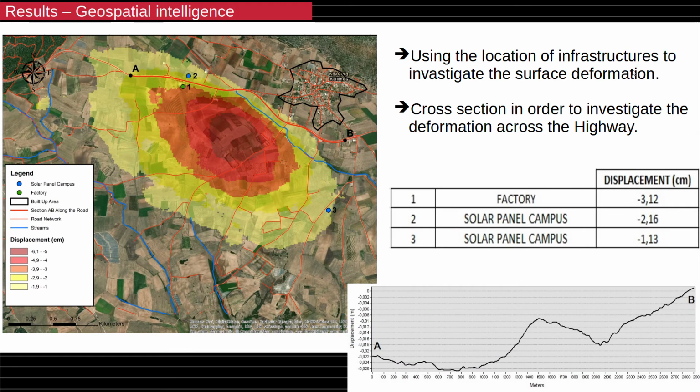Here we have the Geospatial Intelligence applications in order to investigate the deformation on critical infrastructures like factories and solar panels, and a cross-section over the highway in order to investigate the deformation on the main road network.